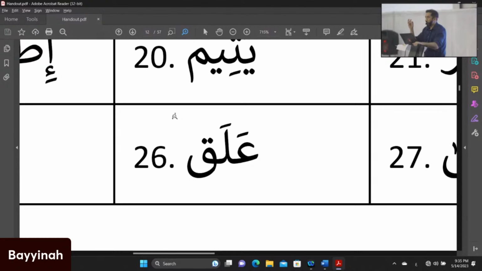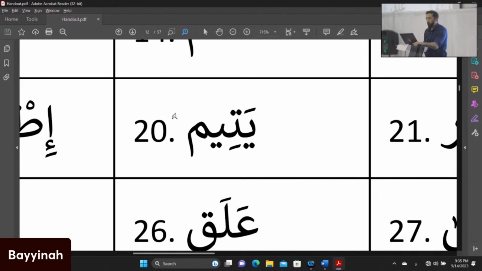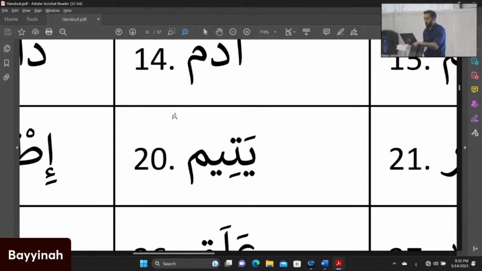Alaq, clot. Alaq, Arabic word. Fully flexible. Help me out here. Rafa', nasb and jar. Alaqun, alaqan, alaqin. Yatim means an orphan. Fully flexible. Give it to me, come on. Yatimun, yatiman, yatimin. Good job.